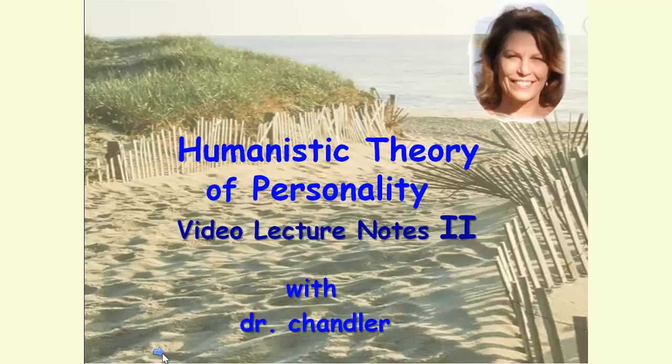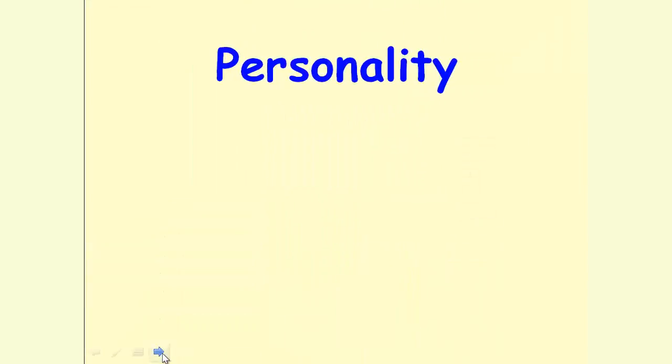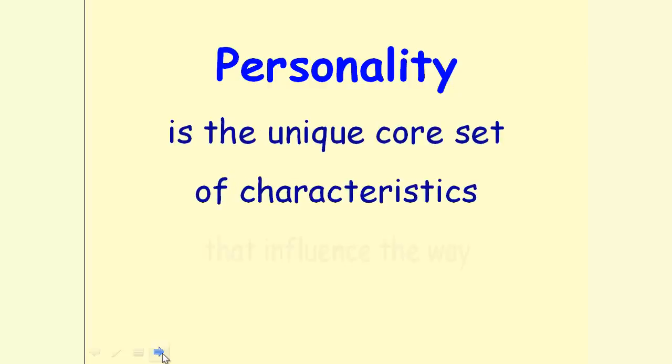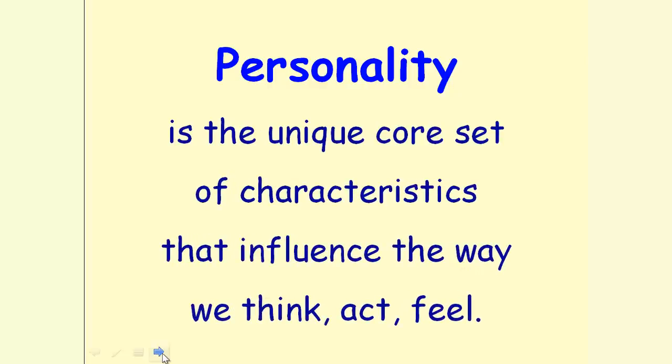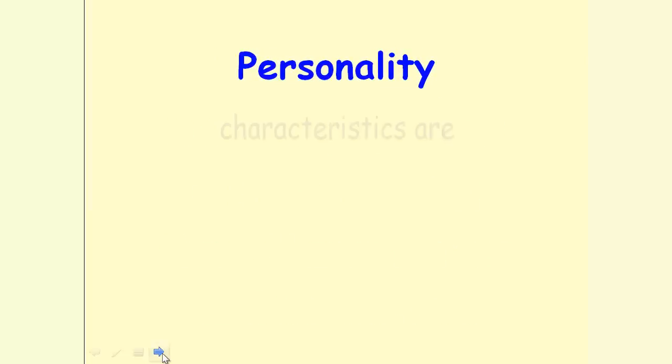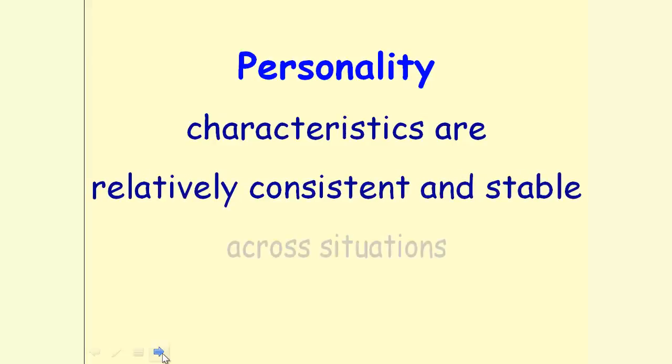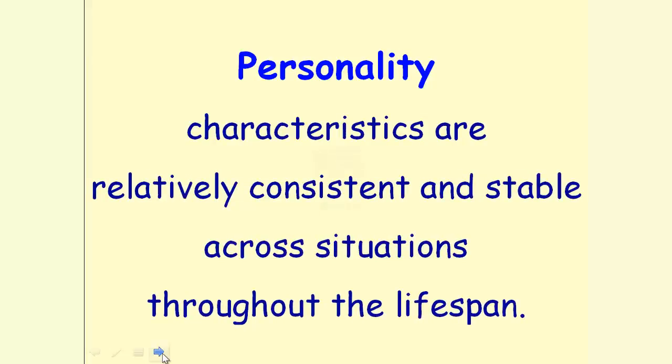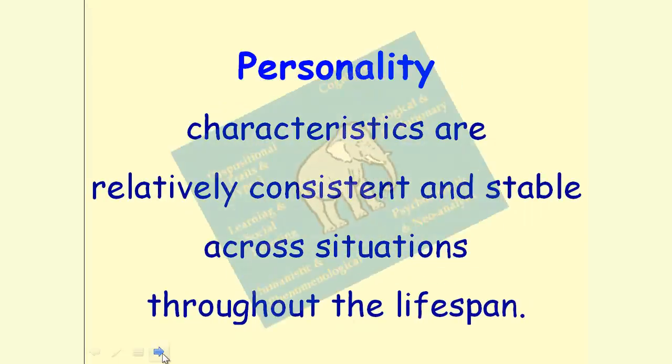This lecture summarizes humanistic psychology, also known as phenomenology, meaning that human experience is subjective and can only be understood through personal interpretation of direct experience. Again, personality is the unique core set of characteristics that influence the way we think, act, and feel. Personality characteristics are relatively consistent and stable across situations throughout the lifespan.